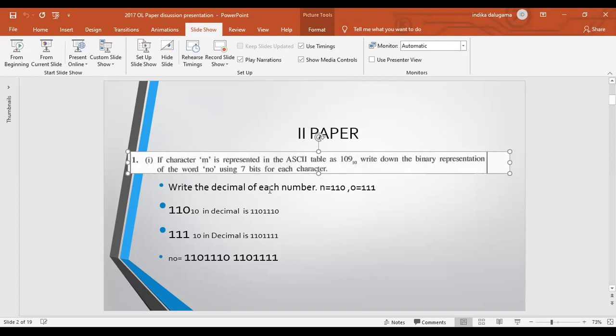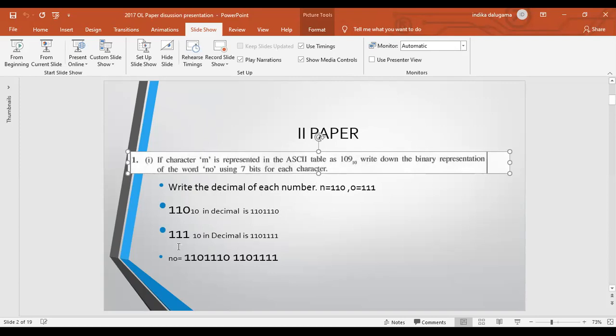How do you convert a number into decimal? Can you remember? Can you remember how we can convert? We have to divide it by 2 and get the remainders. From that you can find the decimal value. So in 110, what is the decimal value? It is 110, 111 and 0.